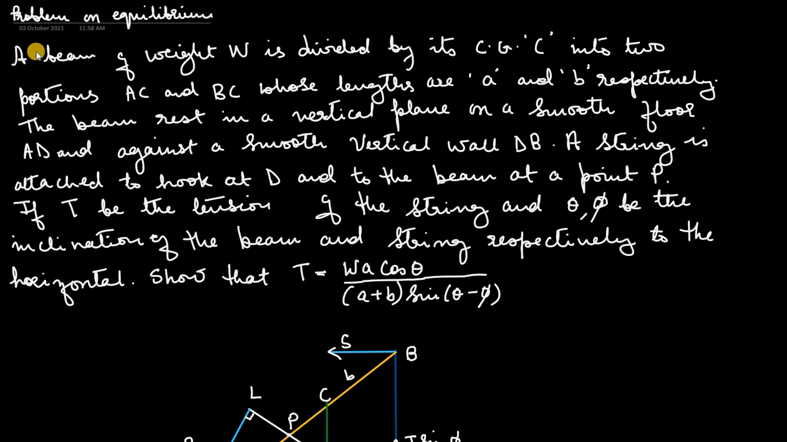Now a string is attached to a hook at D and to the beam at a point P. If T be the tension of the string and theta and phi are the angles of inclination of the beam and the string respectively to the horizontal, then show that T is equal to WA cos theta divided by A plus B into sine of theta minus phi.